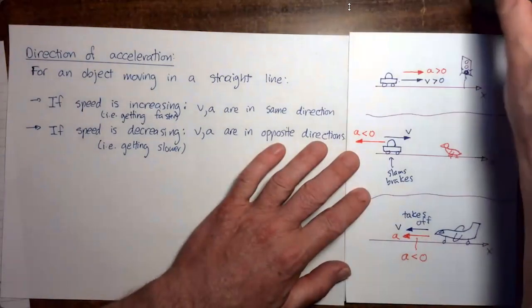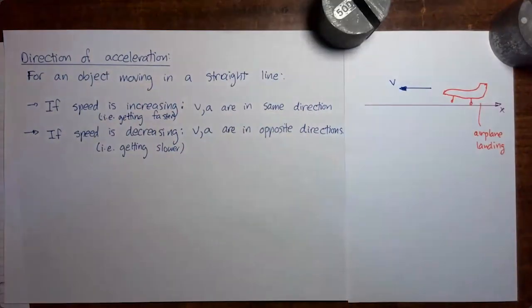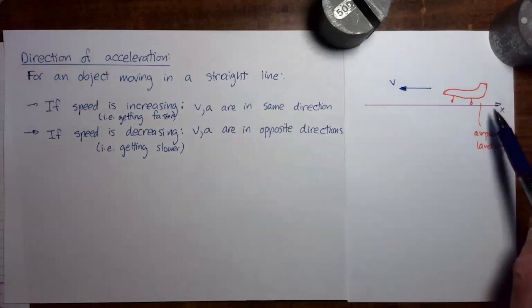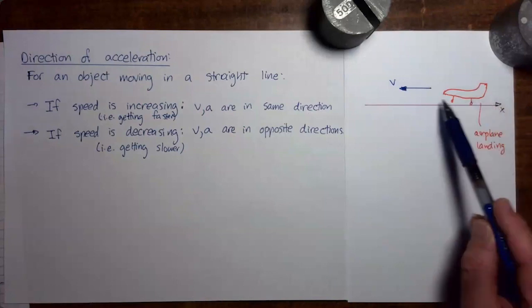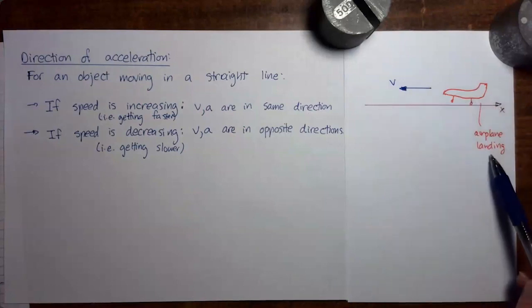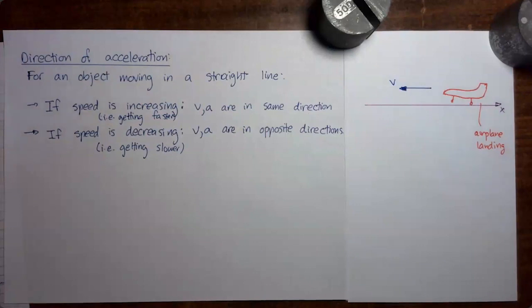Okay, one last example. Here we have one last example. Again, the plus x direction is to the right. Here we have an airplane moving to the left, but the airplane is landing, so we presume it's getting slower with time. So again, pause the video. Indicate the direction of the acceleration and whether the acceleration is positive or negative, and then rejoin the video.